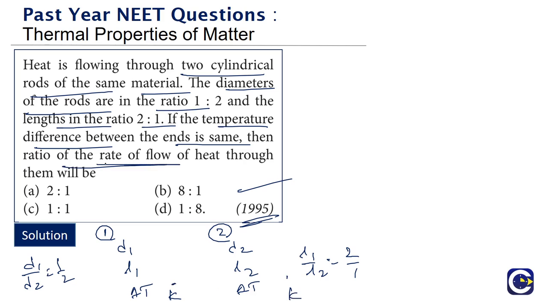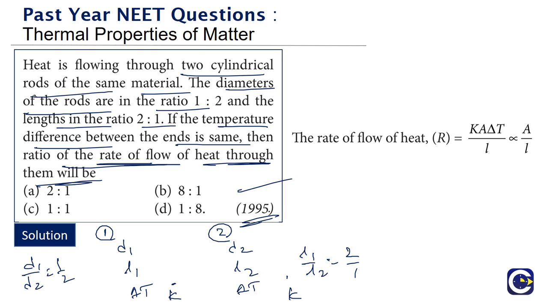Then the ratio of the rate of flow of heat through them will be how much? We need to find the ratio of the rate of flow of heat through these rods. Okay, so what is the rate of flow of heat formula? If you call the rate of flow of heat R, it will be equal to K A into delta T by L.